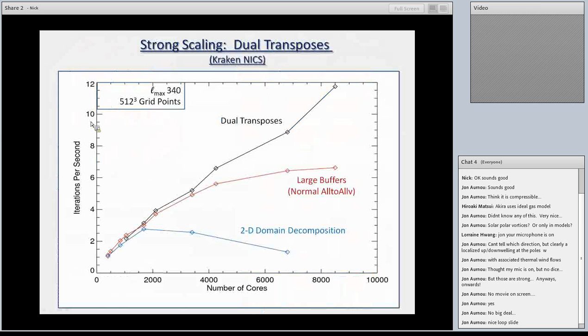Okay. So I tried that on Kraken. Kraken's great because you can easily get tens of thousands of cores there. This is showing what happens when you do this dual transpose method with a 512 cubed case, and how that compares to the large buffers and the generally good scaling 2D domain decomposition. You can take this out to 17,000 processors, but it's not too efficient. But you actually are still getting more performance there. It scales very well to 8,500 cores for a 512 cube grid point case, which I think is great.